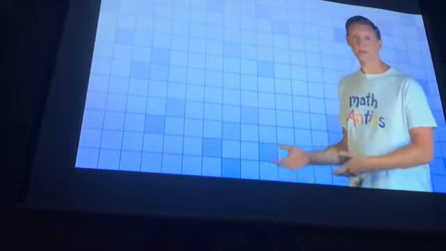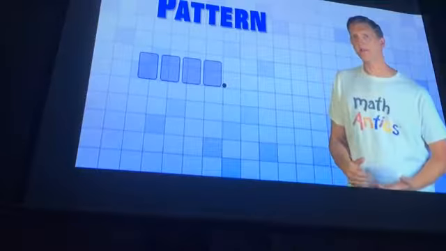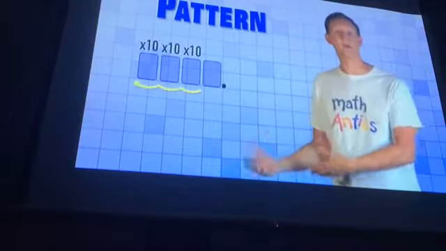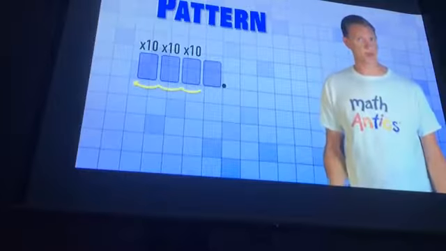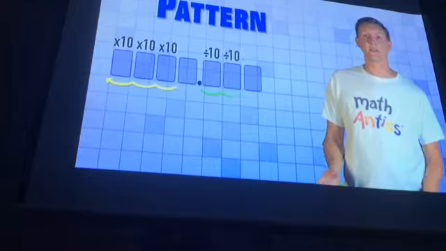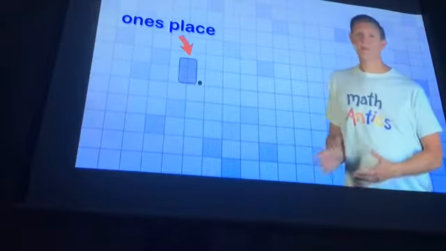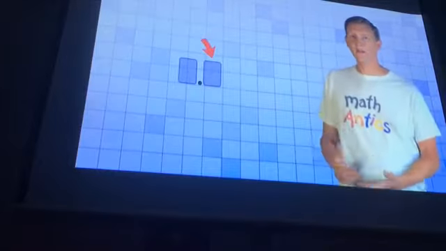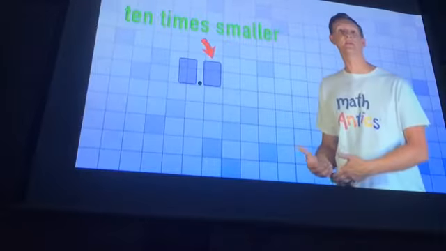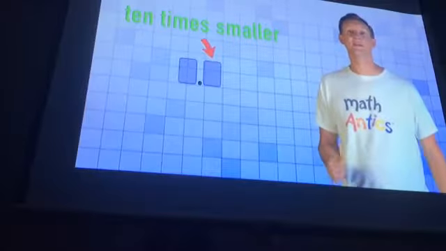Well, looking back at our number place pattern, we see that each time we move to the left, the new number place counts amounts that are 10 times bigger than the previous place. So, each time we move to the right, that place should count amounts that are 10 times smaller than the previous place. Since the ones place counts by ones, the number place to the right of it should count by amounts that are 10 times smaller than 1. The amount that's 10 times smaller than 1 is called a tenth.